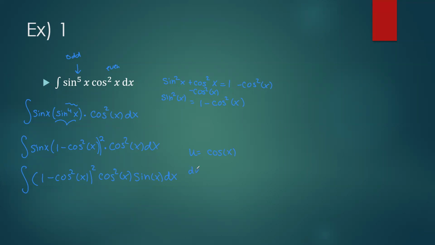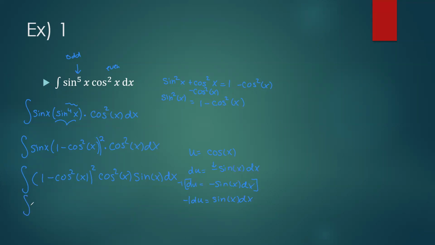So du, what's the derivative of cosine x? It's negative sin of x dx. The thing is, I have a positive sin x dx, so I have to get rid of this negative 1. To do so, I'm going to multiply both sides by negative 1, right? It's negative 1 du. This is positive sin of x dx.